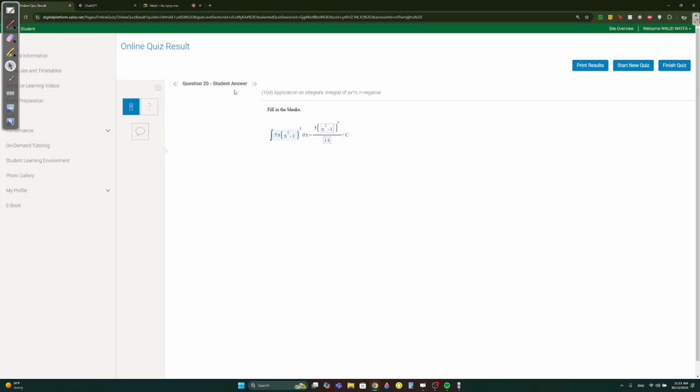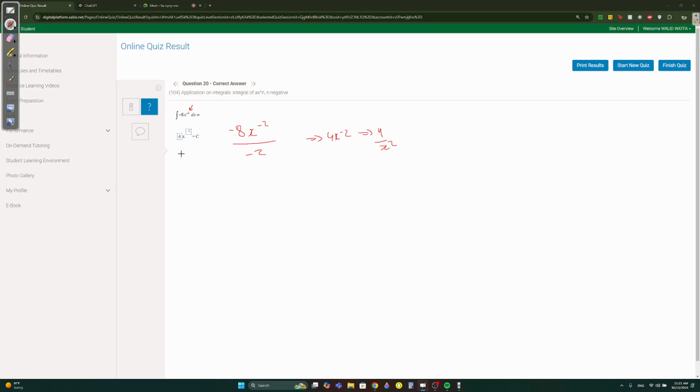Question 20. Integrate minus 8x to the power of minus 3 dx. How do you integrate this? Take minus 8 to the side. X, add the power, it's going to be minus 2, because minus 3 plus 1. Divide by the new power. You're going to get 4x to the power minus 2, which is 4 over x squared. But for some reason, they want you to keep the power up. Obviously, plus c.